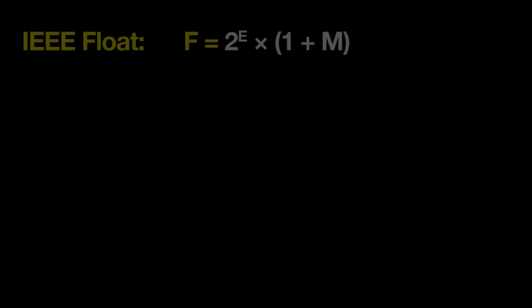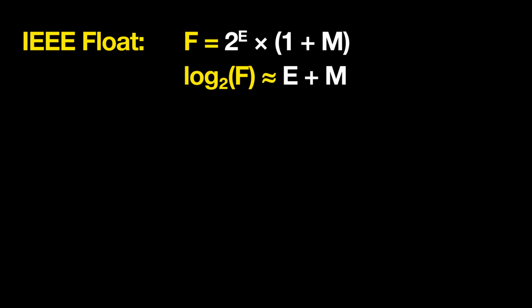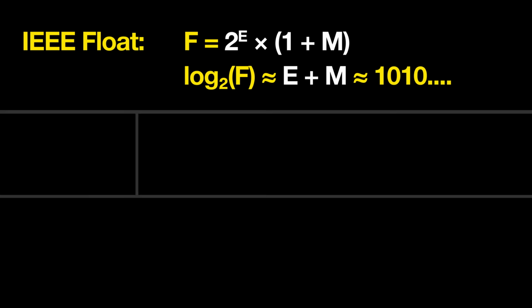This works because if we log the IEEE float format, we see that the logarithm of our number equals the exponent plus the mantissa, meaning we can approximate the bit representation of that number by its own logarithm. Let's keep this in mind.